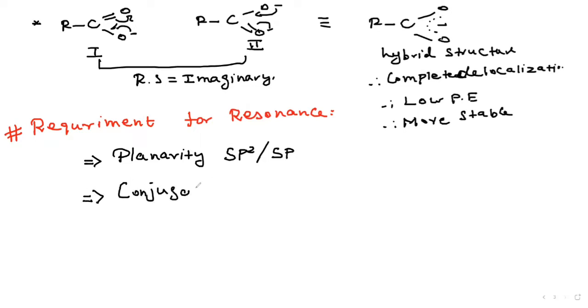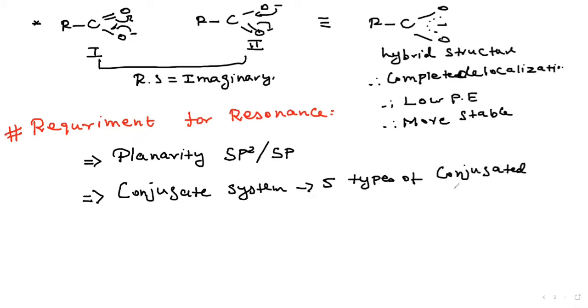What is conjugated now? There are 5 types of conjugated system. What are the 5 types? Simple. First one: double bond, single bond, double bond. That is the first type. Second type: double bond, single bond, positive charge.